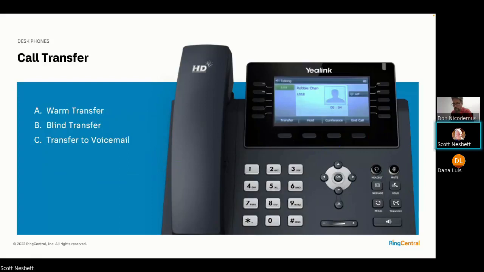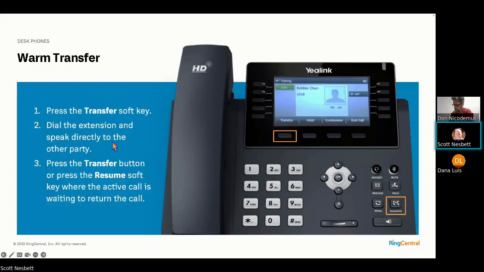A call transfer, there's 3 different ways to transfer a caller to somebody. So we have warm, blind, and transfer to voicemail. And we're going to talk about each one of these. Warm transfer is probably the most popular option. This allows you to introduce the caller that's called you, so that when you transfer it to someone else, you can introduce that person and say, hey, I've got so-and-so on the line. They've got an issue with their student and so on. And you can give them the whole story before you actually transfer the call. So this is that warm transfer.